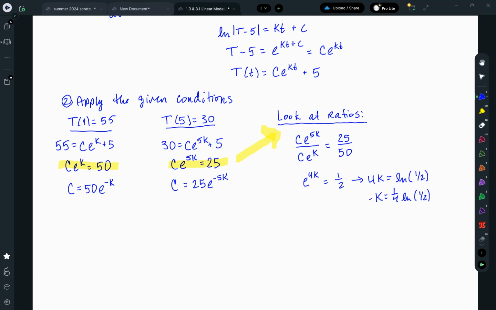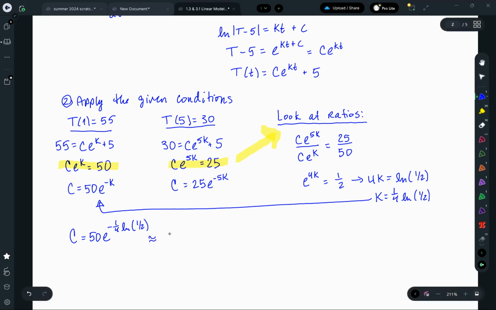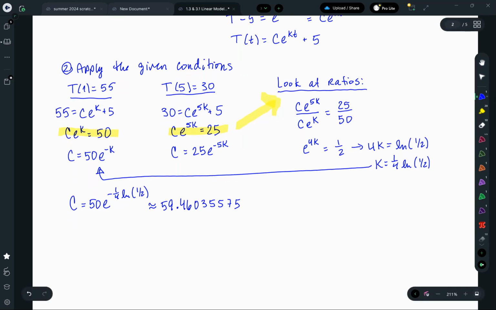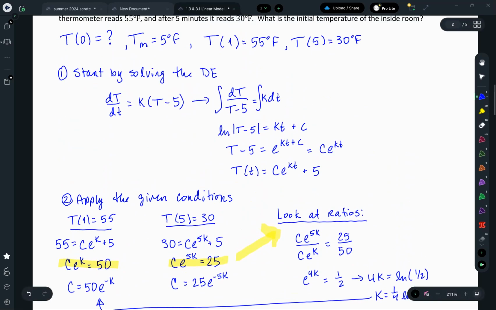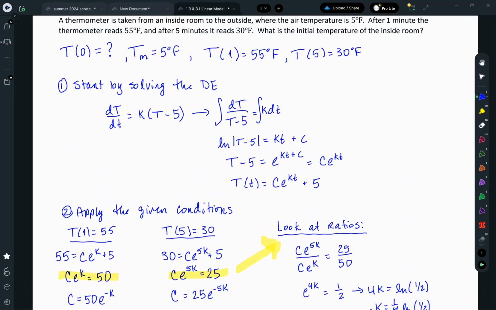c, let's go ahead and put an arrow that we're going to substitute it in here. c is equal to 50 e to the minus 1/4 natural log of 1/2, which gives me approximately 59.46035575. Okay, now let's see, what were we being asked for? Because we've got our solution. We have T of t is c e to the kt plus 5, but we want to know what T of 0 is.